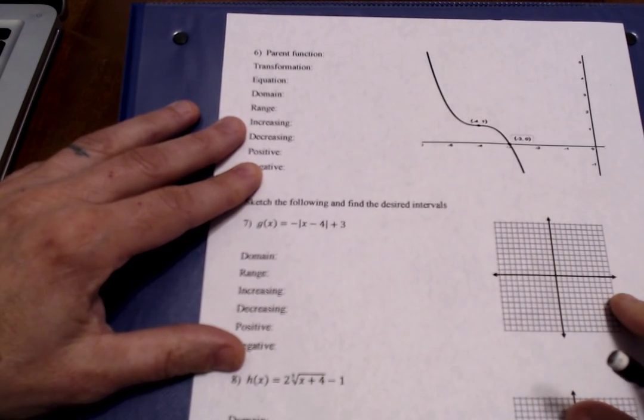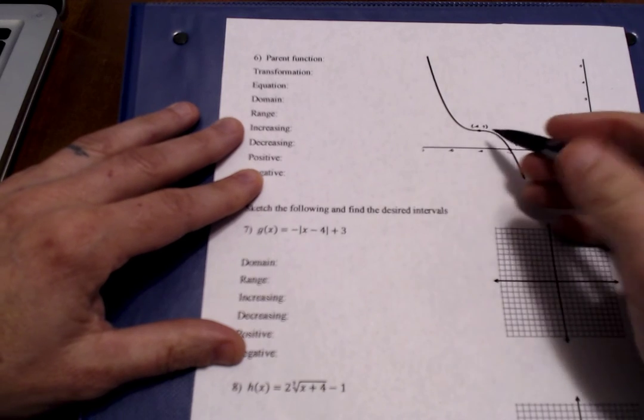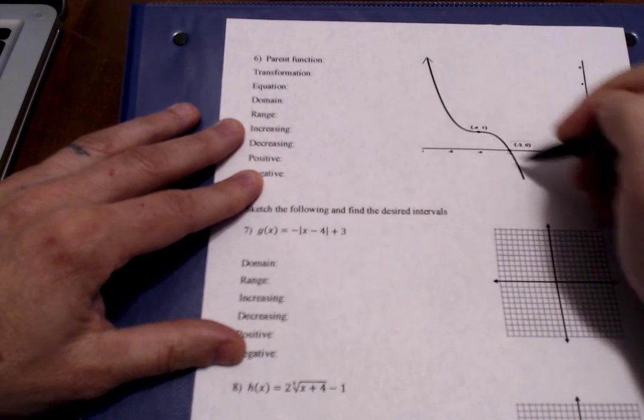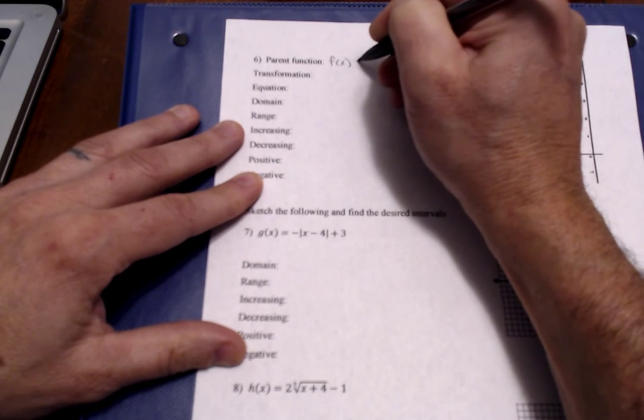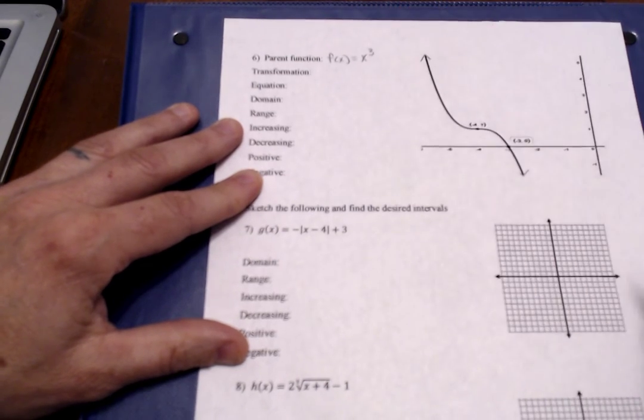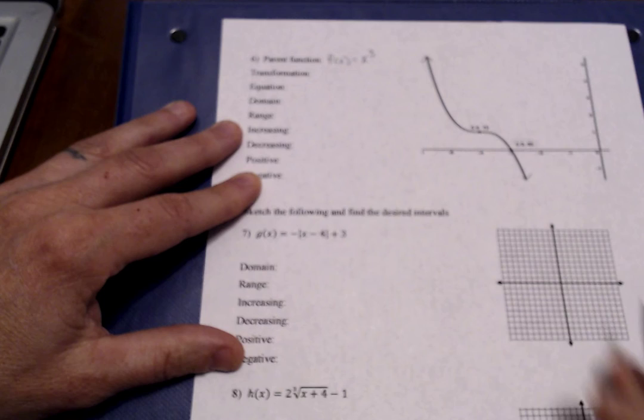And we're going to look at this. What is our parent function? Well, what does this appear to be? Looks like a noodle. That means f of x is equal to x cubed. Can we see some transformations?